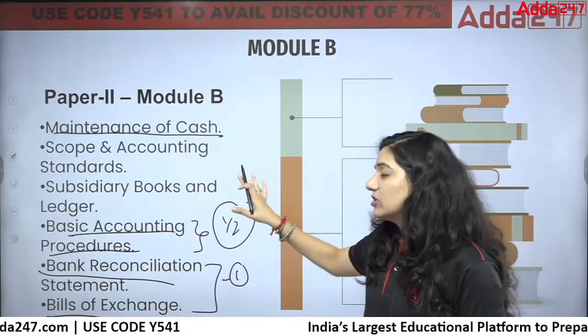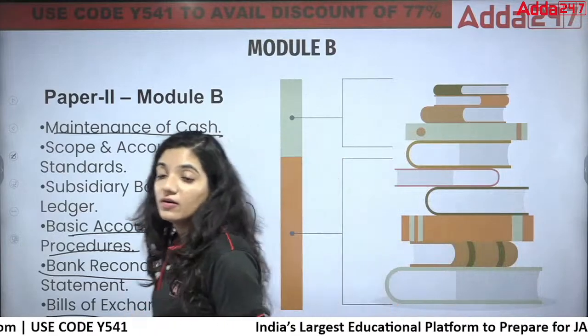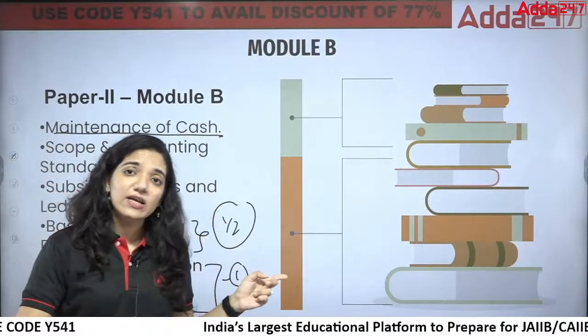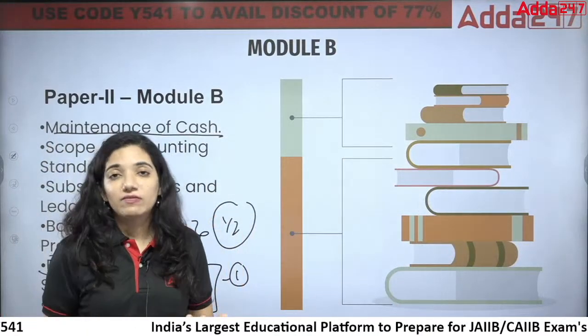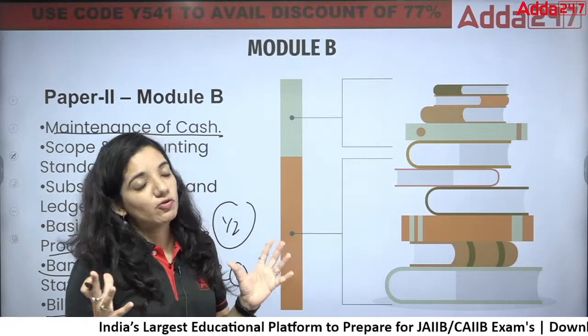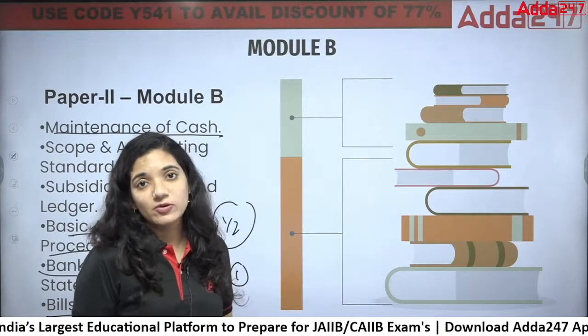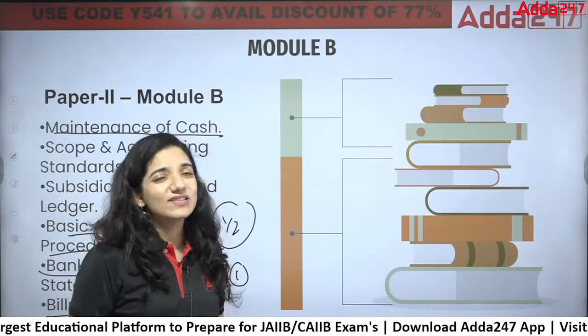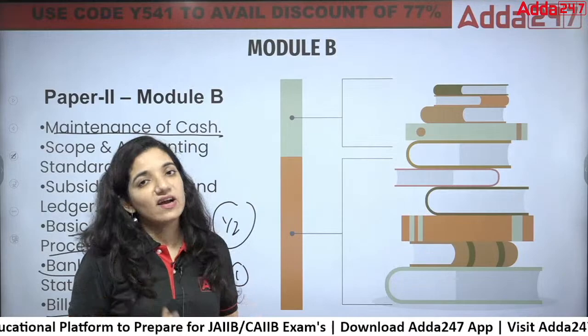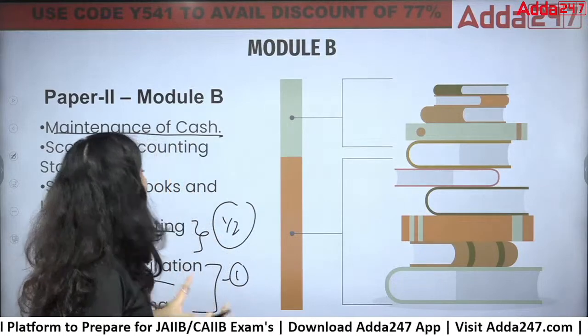So that's something you need to look at very carefully, and it is easy and scoring. When we look at the volume of questions from module B, it's a good amount of questions. But in terms of the marking scheme, I doubt it, because again, it's a half-marker question, right? So that's about module B.